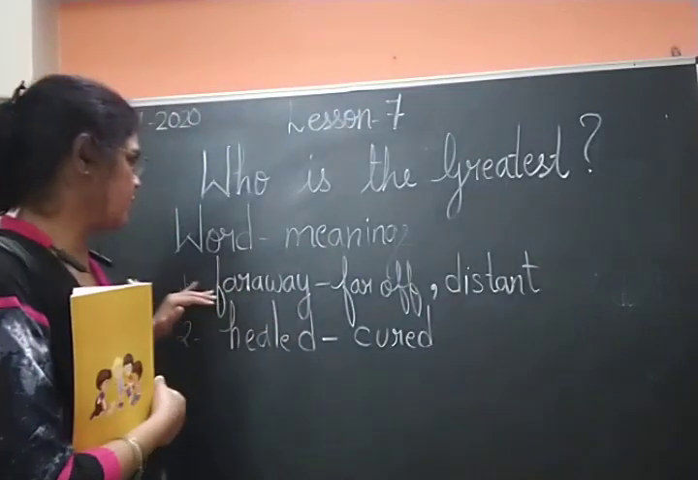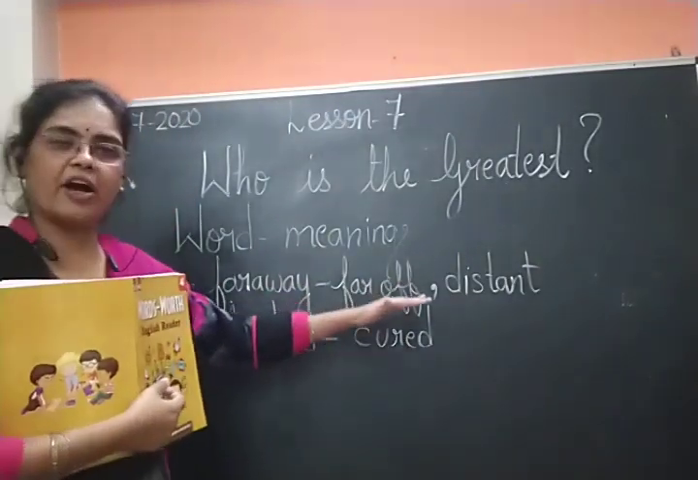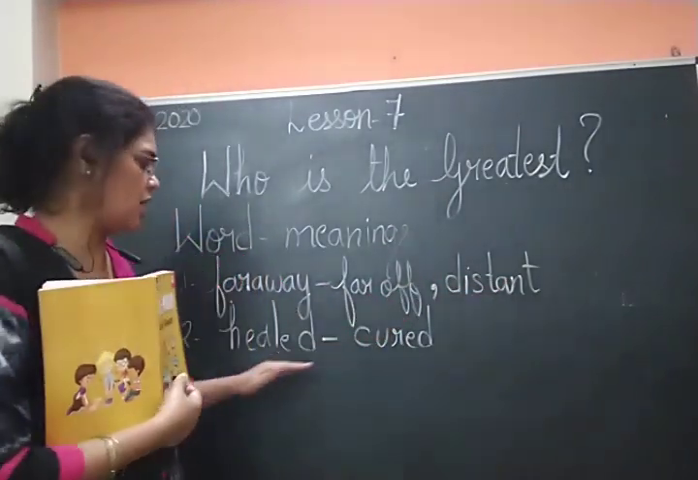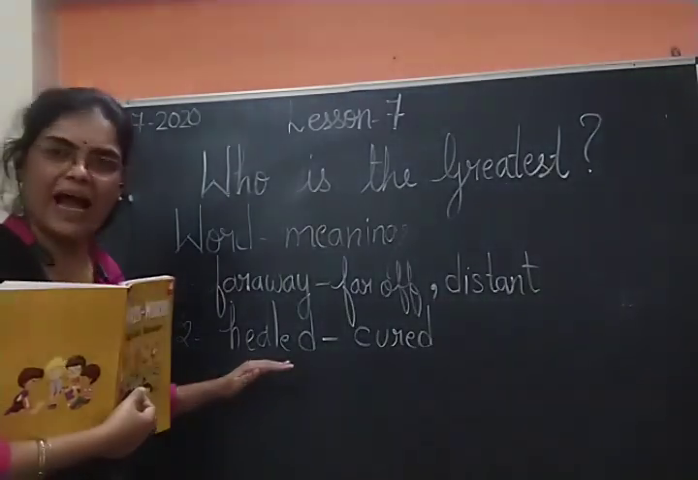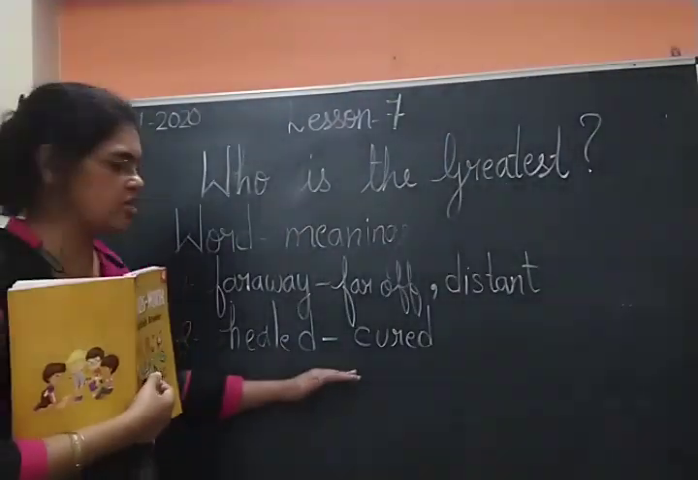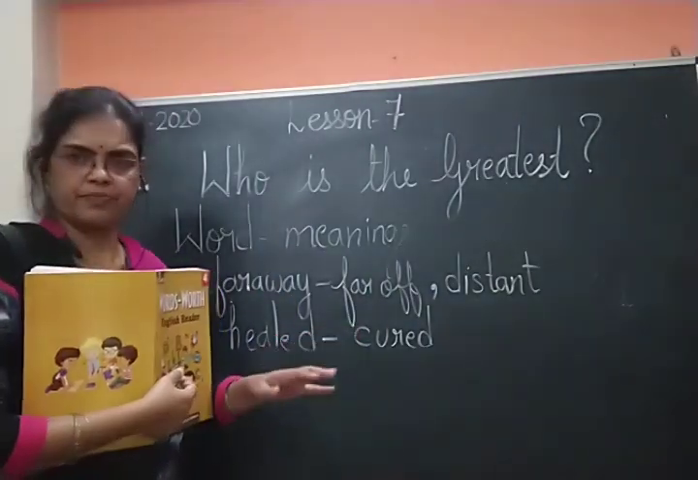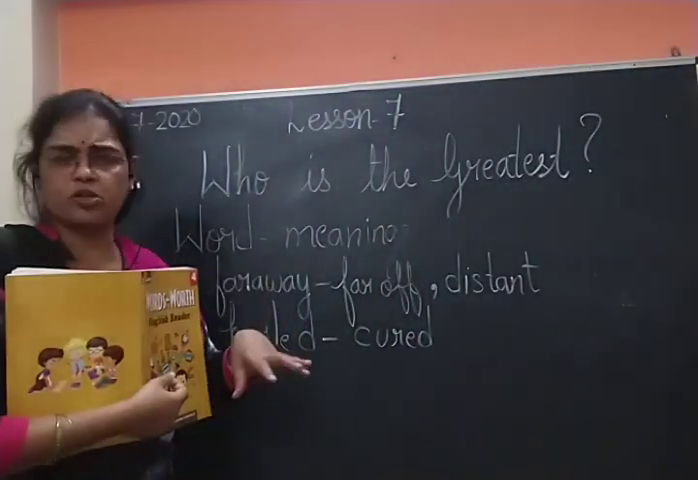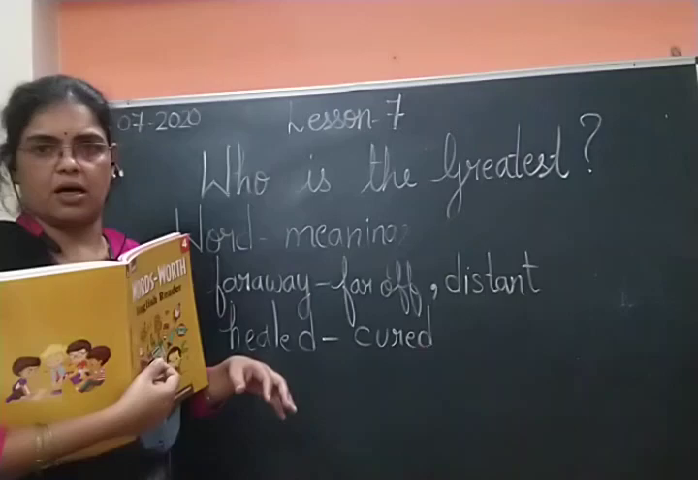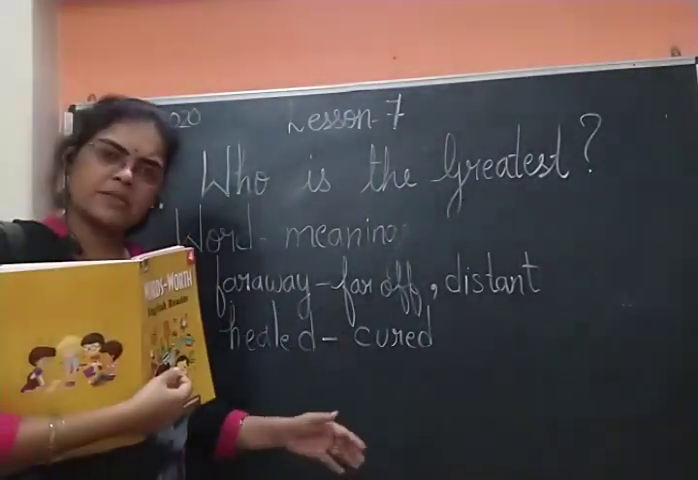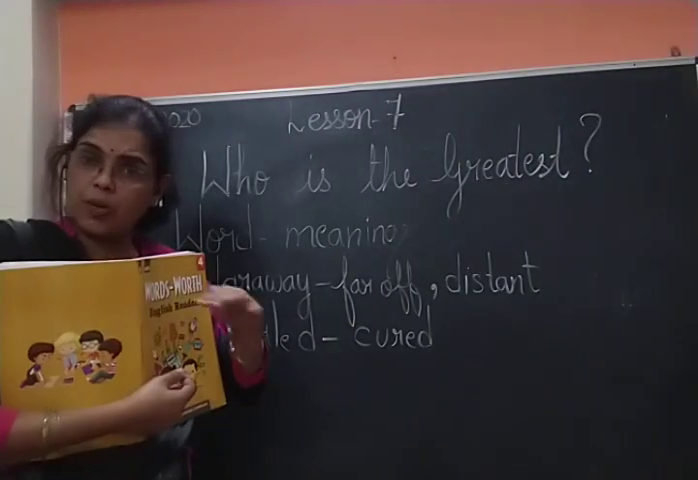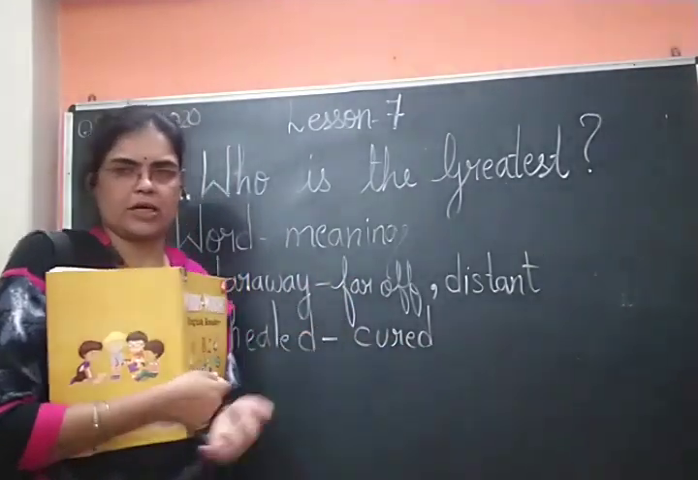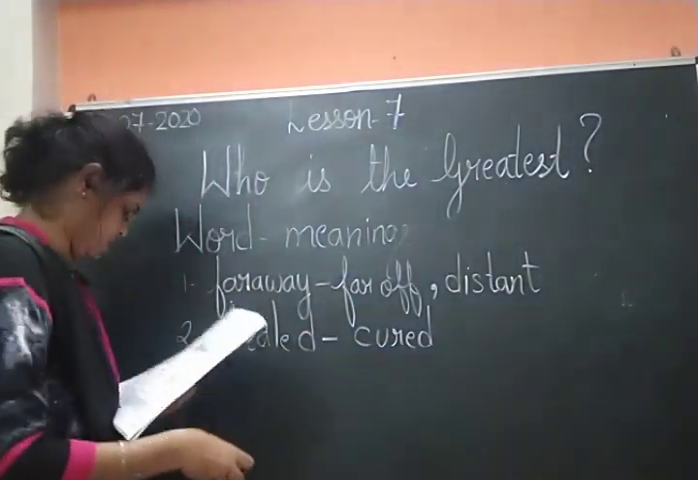The first one was far away, which means far off, something very far, distant. You can write any one of these words for the meaning. And the second one is healed. Healed means cured, to recover. आपको चोट लगती है ना? And फिर you apply medicines, you eat medicines also if that injury is big. And after some time वो पूरी तरह से हील हो जाती है, चोट भर जाती है और वो क्योर हो जाती है. So healing, curing, that is ठीक हो जाना. Then the third word is wounds.